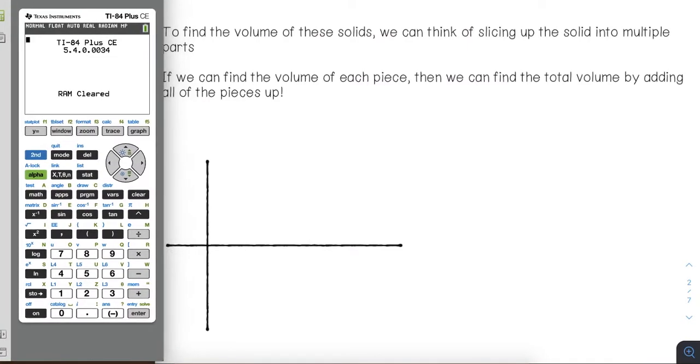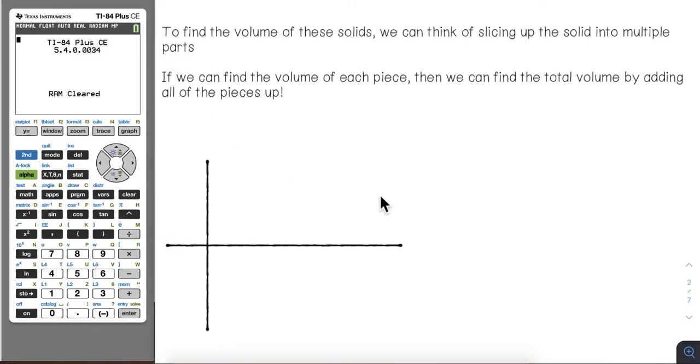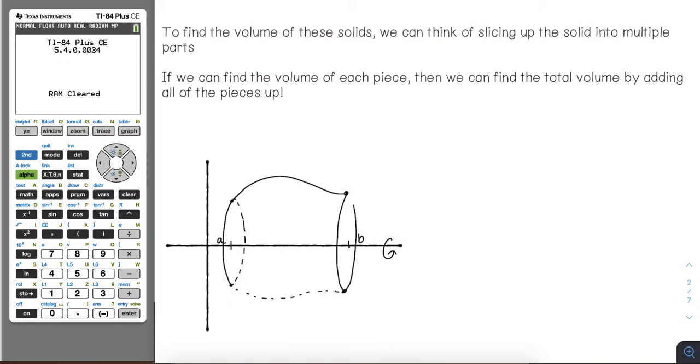Just going to move my calculator a little over, get it out of the way. Okay, so I'm just going to draw a random curve here. Say we are going from A to B here on the x-axis, and let's just rotate around the x-axis. I'm going to do my best to reflect this graph. If I'm rotating this, it creates this little three-dimensional shape here.